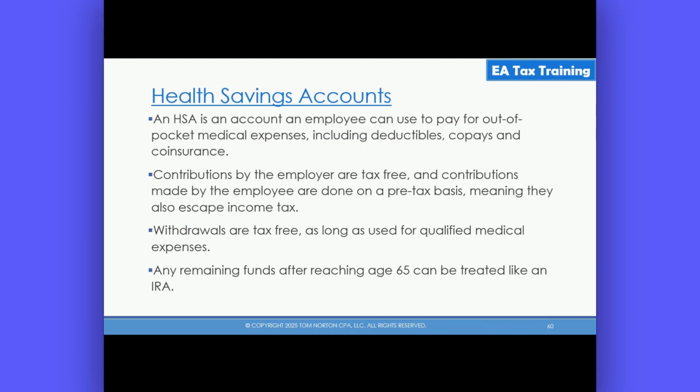Health savings accounts, we did talk about these in part one, but just to give you a refresher, an HSA is an account an employee can use to pay for out-of-pocket medical expenses, including deductibles, co-pays, and coinsurance. Contributions by the employer are tax-free, and contributions made by the employee are done on a pre-tax basis, meaning they are also tax-free. Any withdrawals from the account are tax-free as long as they are used to pay qualified medical expenses, and any amounts that remain after the employee reaches age 65 can be treated like an IRA.